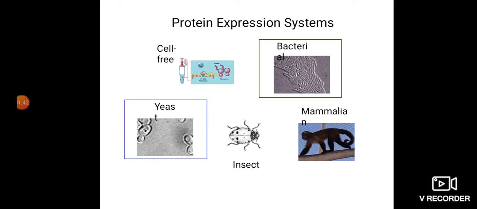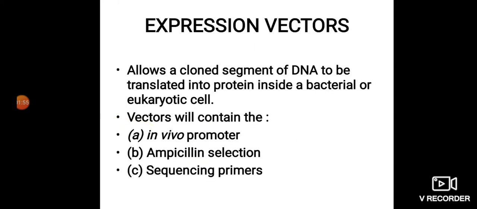There are also cell-free systems, and people are even using whole organisms in the production of a particular protein. So in order to express a particular protein in an organism, we need to have a specific type of vector system called expression vectors. These expression vectors have key characteristics, whether used in bacteria or in eukaryotic cells.